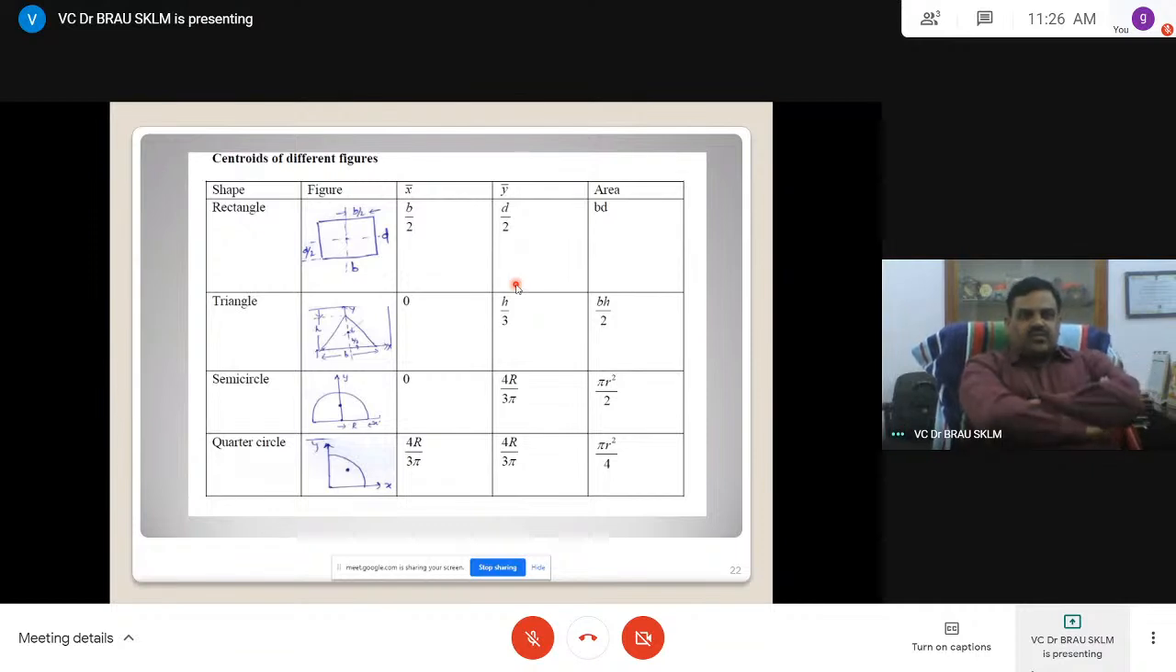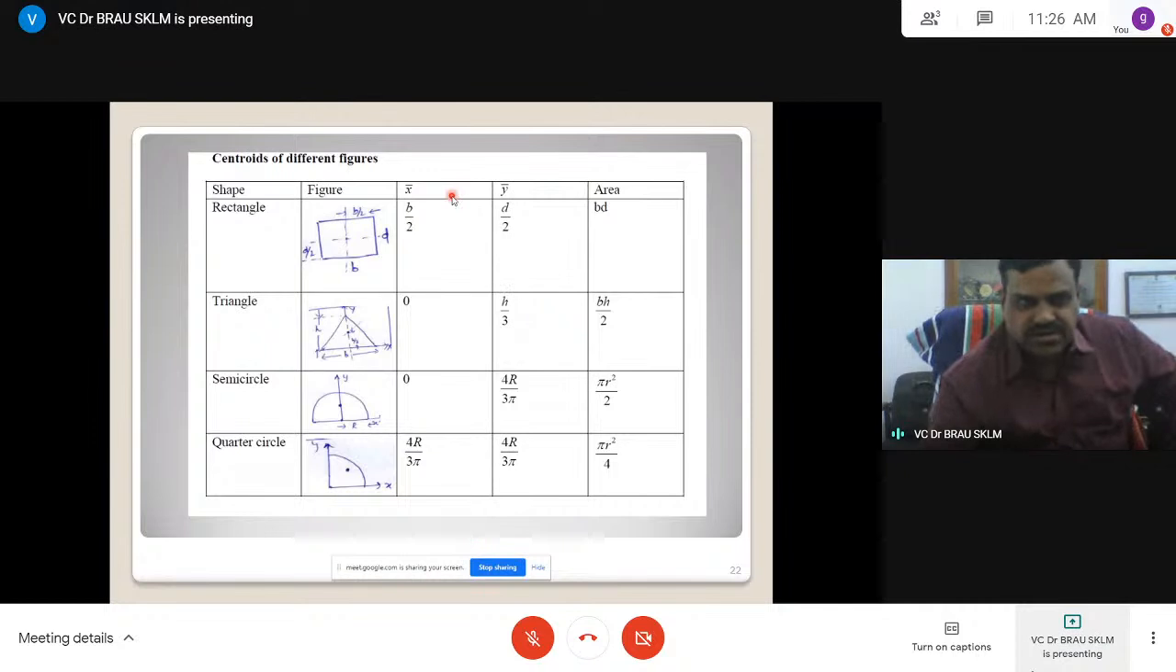For a rectangle, you can see there, this is the centroidal distance, x and y. This is b by 2 and this is d by 2. Area is b d. For the triangle, half base into height is the area. Then this is x and this is y. With reference to y it is symmetric, with reference to x it is unsymmetrical.